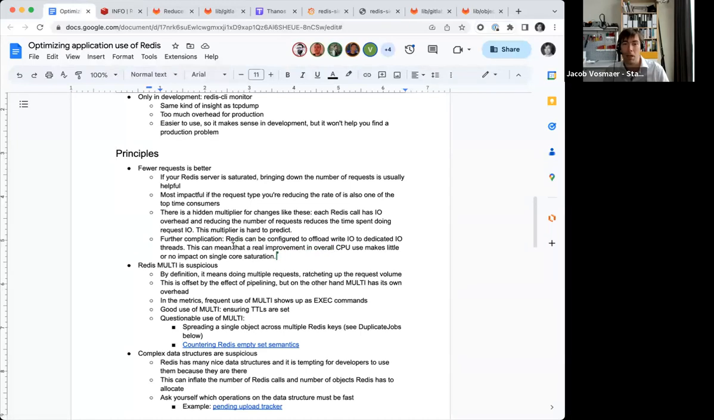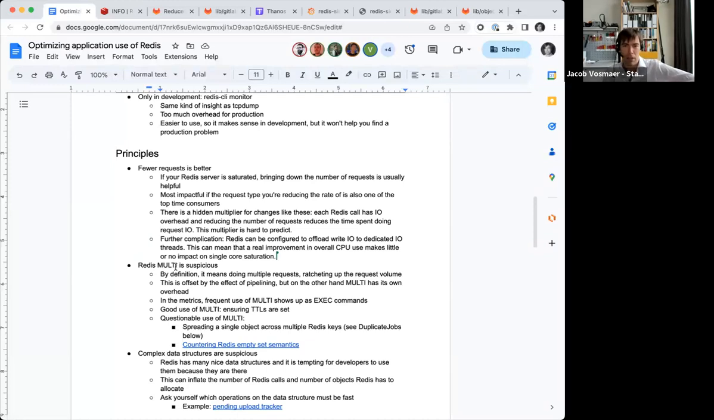I have some more. Actually, I have something about multi as the next talking point. Of the two, my preference right now would be single commands that fetch multiple things over using pipelining or multis.